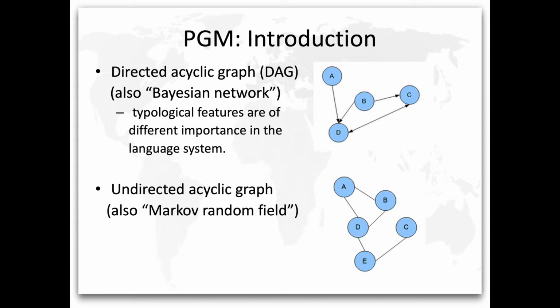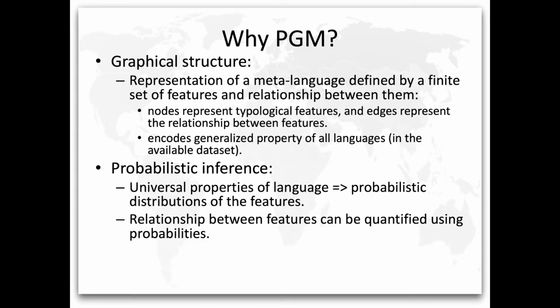The first one is the directed acyclic graph, which is also called a Bayesian network. The other type is undirected. For our purpose, we use the Bayesian network because we think typological features are of different importance in the language system. So why PGM?